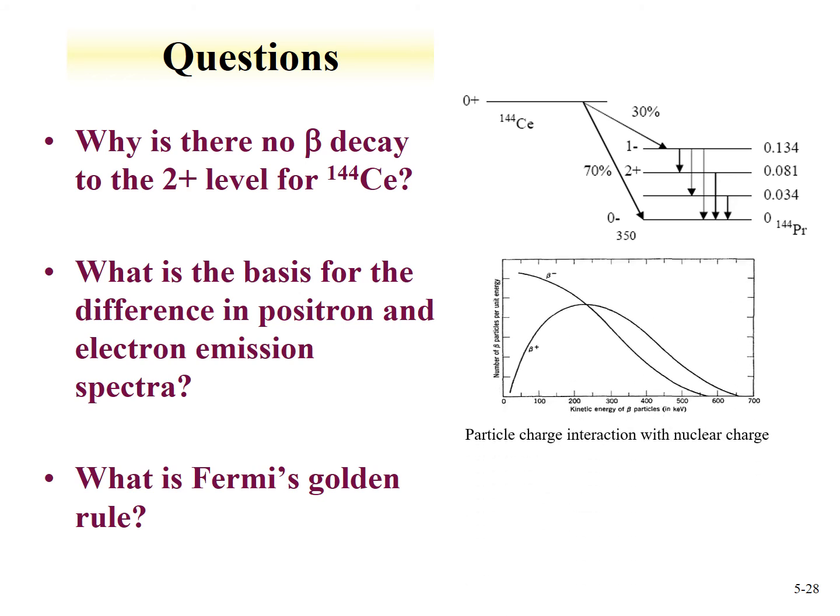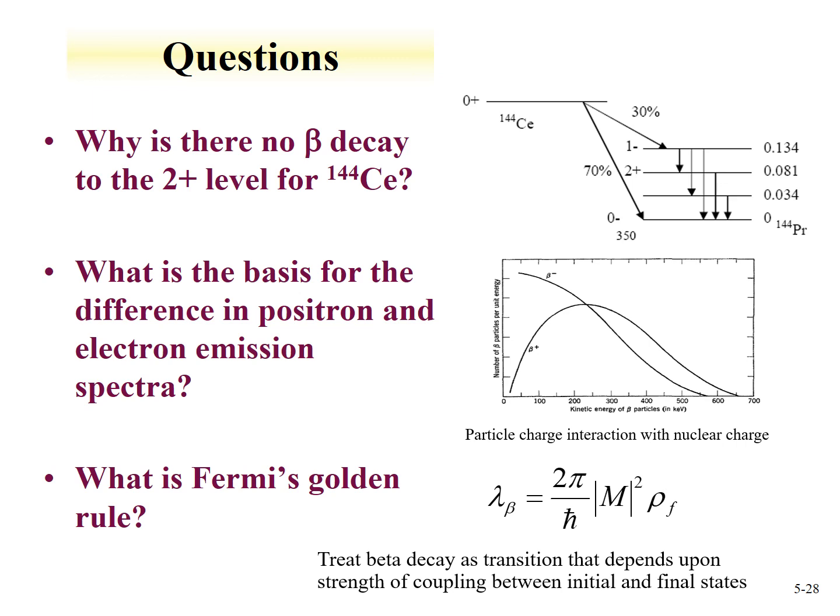Okay, what is the difference in positron and electron emission spectra? A great example is shown here with copper-64. We see that the beta minus particle, the overall energy is less than the positron. This has to do with the particle charge and the particle charge interaction with the nuclear charge. Fundamentally, the positron, positive, gets repelled by the positive charge of the nucleus and has more energy as it leaves the nucleus.